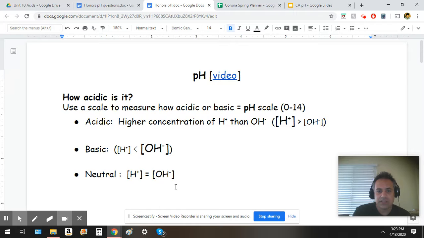All right, so here's the idea. You have solutions, and they're basically going to fall into one of these three categories. It's going to either be acidic, basic, or neutral. And the way that we very quickly categorize things is using this scale, and that helps us compare. The pH scale goes from sort of 0 through 14. It actually goes below 0 and a little bit higher than 14, but that's beyond our class, so ignore that.